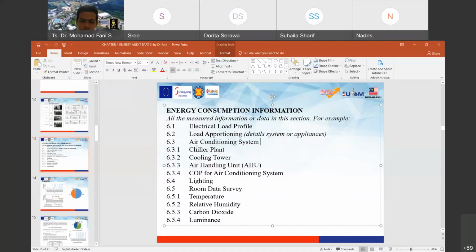Okay. So if you try to do the energy audit for a commercial building that has been installed with a chiller plant or cooling tower, you need to update all the details about the air conditioning system over here, the active system.